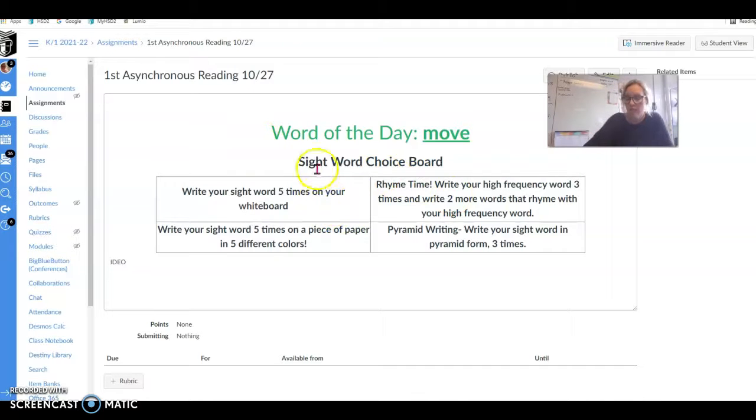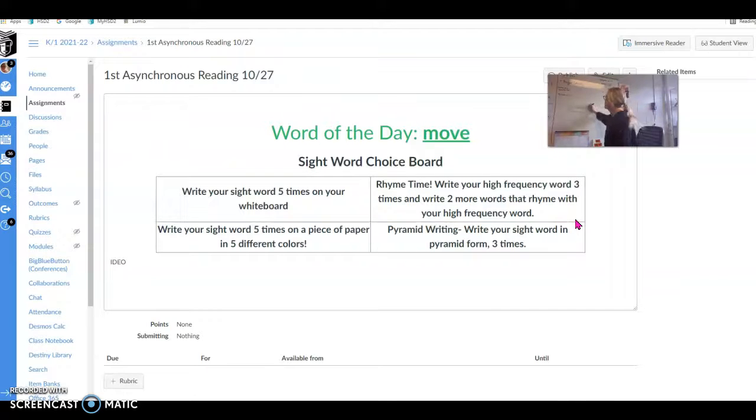We have learned from our sight word choice board. This one first, we wrote our sight word 5 times. Then we did our rhyme time yesterday, where we wrote our high frequency sight word jump, and we found 2 words that rhymed with jump. So today I'm going to teach you about pyramid writing. Now we've done this before in asynchronous, but I haven't explicitly shown you what it looks like. So let me show you what pyramid writing looks like for move.